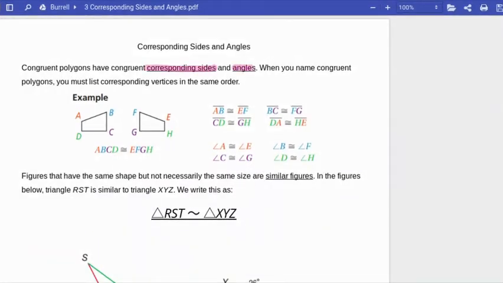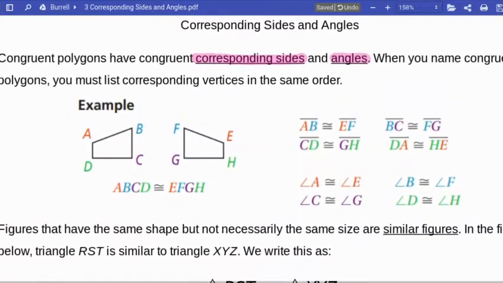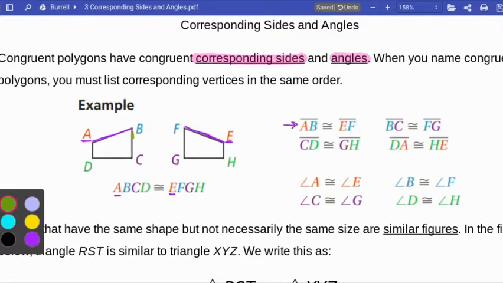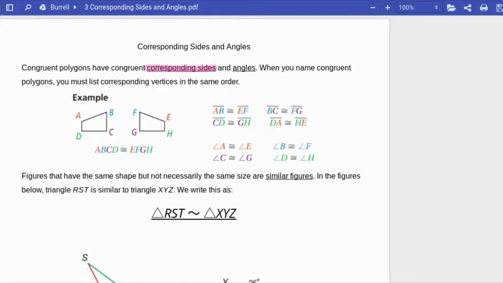Today we're going to talk about corresponding sides and angles. Make sure you have two highlighters ready to go if you have them with you today. Congruent polygons have congruent corresponding sides and angles. Reminder, congruent means same shape, same size.